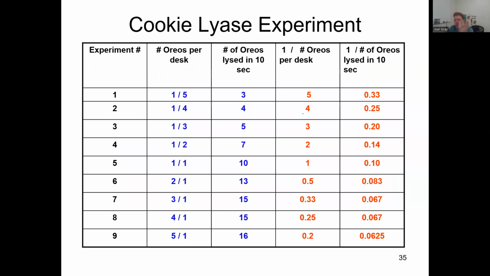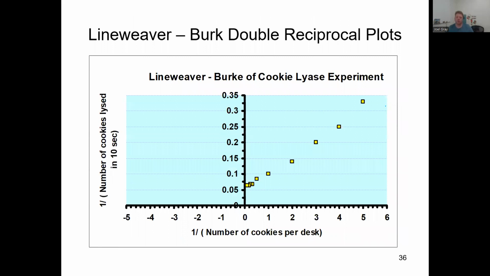Then what we would do is take that same data, this 1 per 5, and take the reciprocal of that, 1 over 5, and we get 5. Take all of these data, take the reciprocal of all of those data, and plot them here. Then this data set, this velocity, number of Oreos lysed in 10 seconds, we would take the reciprocal of that and get this plot. We could do a double reciprocal, or Lineweaver-Burk plot, and it would look like this.